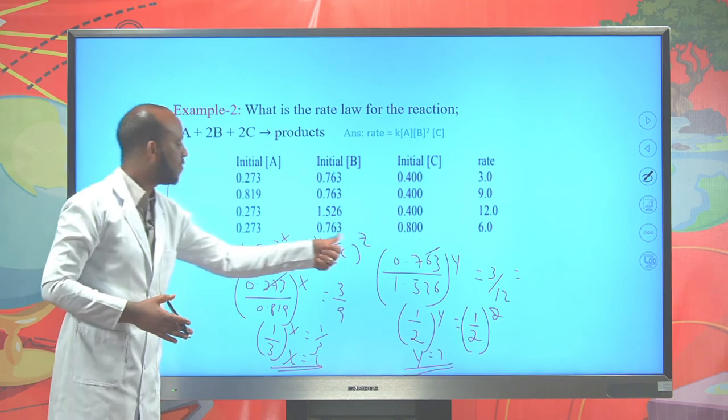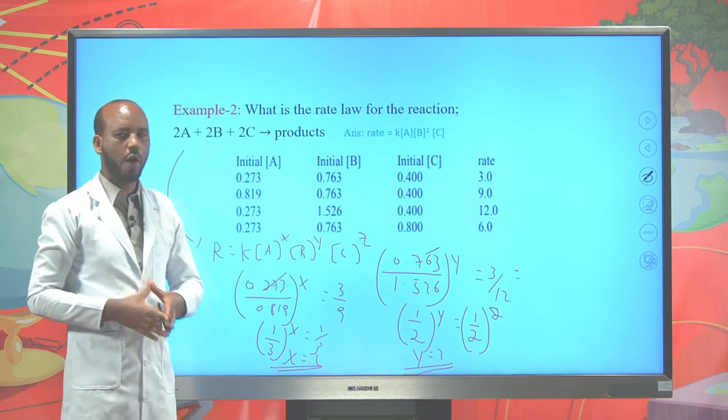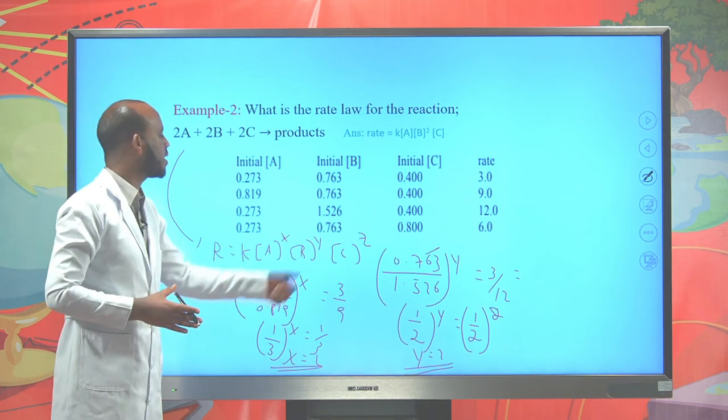To get the value of z, vary concentration of C while keeping concentration of A and B constant.